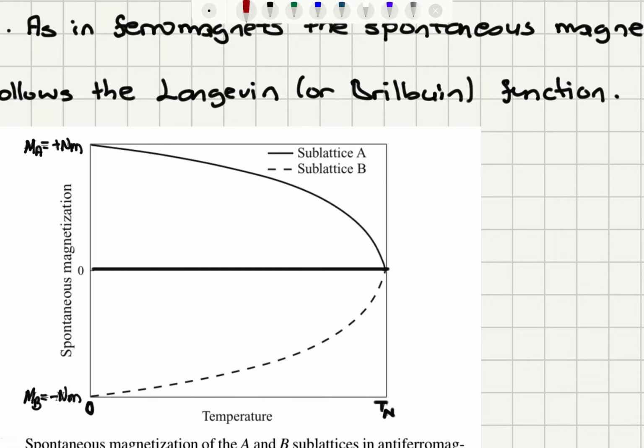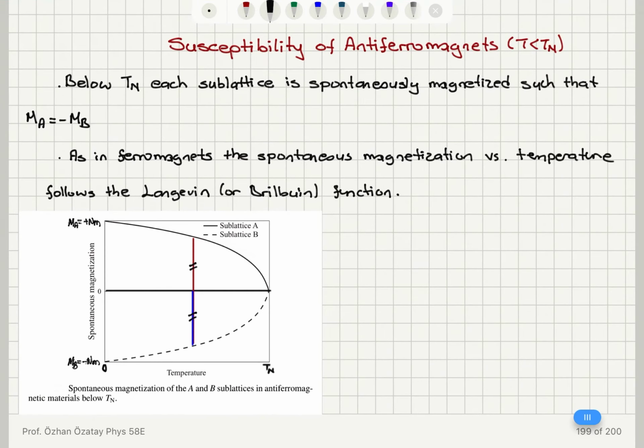So if you look at the magnetization value here, you will see that these two values at each temperature will be equal, so they will be exactly balancing each other to give a 0 net magnetization.